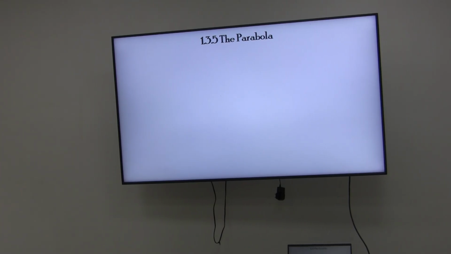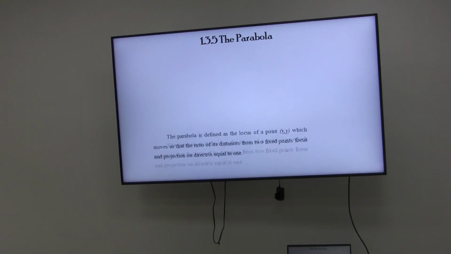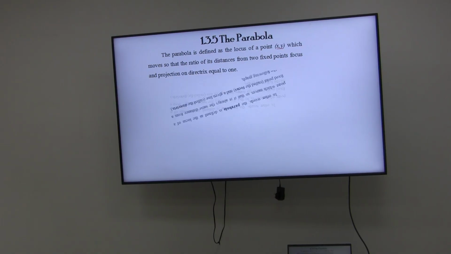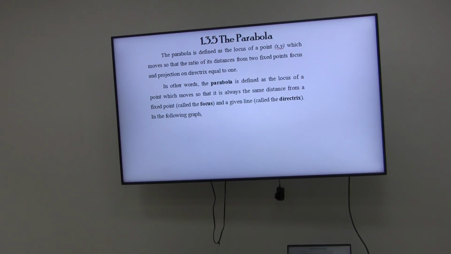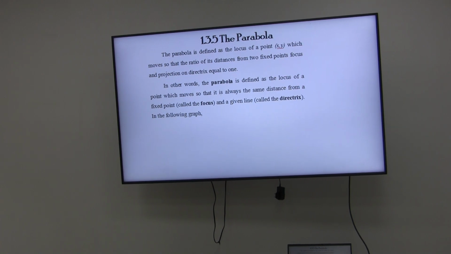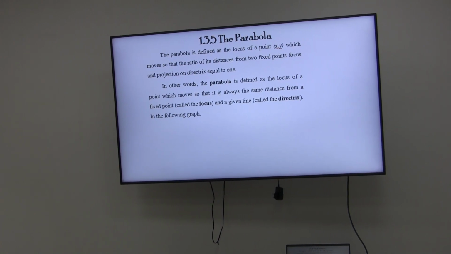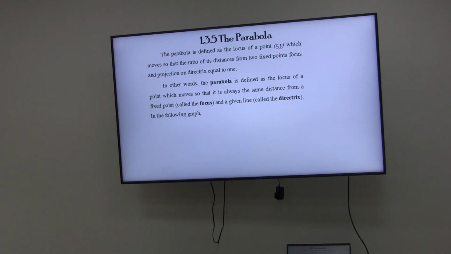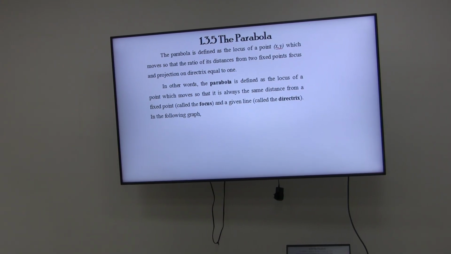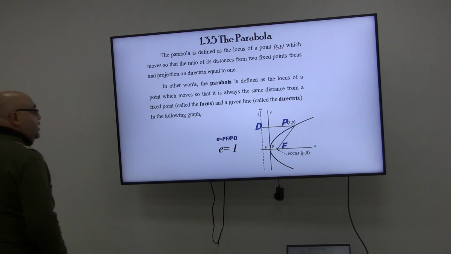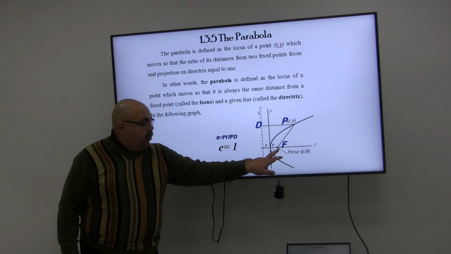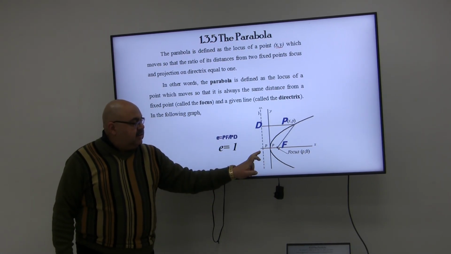The parabola also is constructed, although its applications are huge. The parabola is the third conic section, in which you will have e equal to 1. In ellipses, e is less than 1. In hyperbolas, e is greater than 1. In parabolas, e is equal to 1. e is the eccentricity. What's the eccentricity again? e is BF divided by BD, and it is equal to 1 as you see. Of course, that's the focus, that's the vertex, that's the directrix.